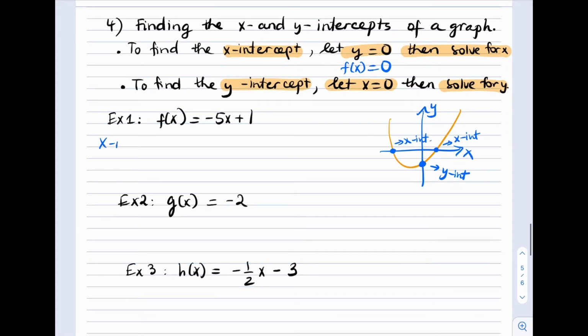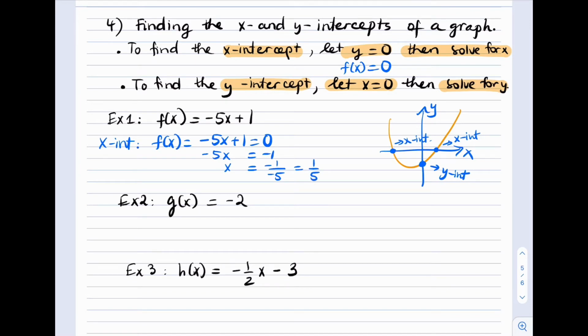So x-intercept first, we're going to let f of x be 0. So f of x is equal to negative 5x plus 1. We let it be 0. Then you solve for x. So you will subtract 1 from both sides first, get negative 1 there, and divide both sides by negative 5. Then you get x is equal to negative 1 divided by negative 5. So that's going to be 1 over 5.